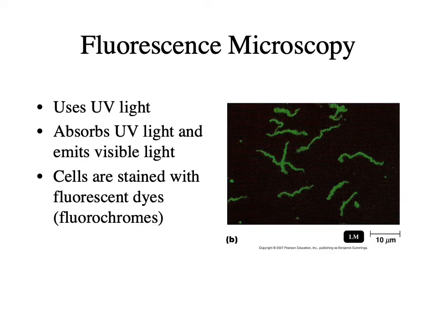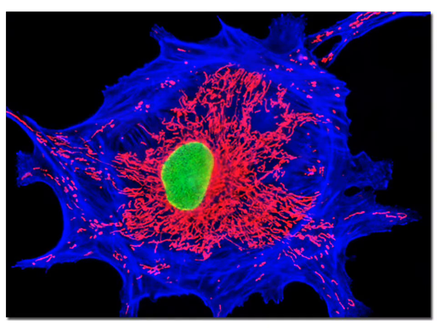Fluorescent microscopy uses UV light and fluorescent dyes. They're called fluorochromes. These absorb the UV light and then they emit visible light when you use this type of microscopy. You can see in this picture how bright it is and how the fluorochromes have come to life and really lit up the slide.